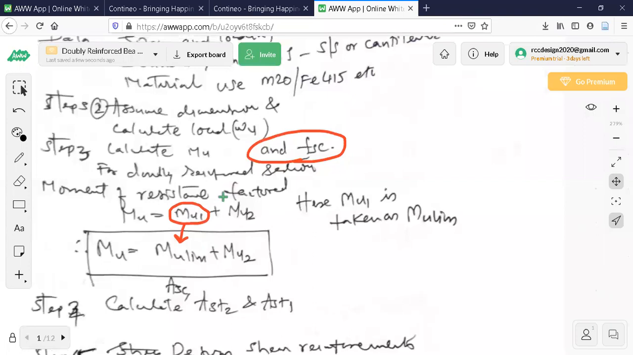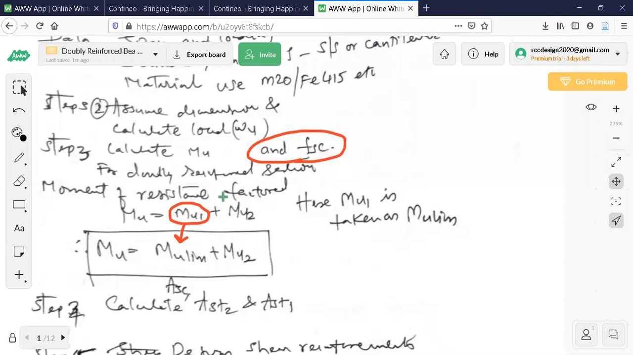You must understand that design is always a trial and error method. You cannot say that this is the dimension and it is fixed. It is not like that. Using thumb rules, you start with the preliminary dimensions.